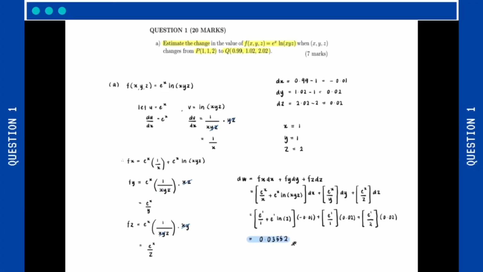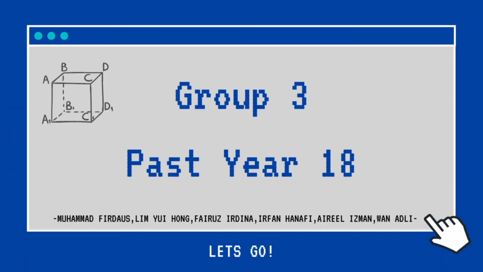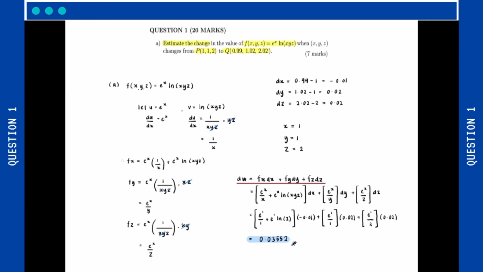Question 1a asks us to estimate the change in the value of function f when the values for x, y, and z change from point P to point Q. First, we know the formula for the estimate of the change is dw equals f_x dx plus f_y dy plus f_z dz. The question already gives the function f in terms of x, y, and z. Therefore, we just need to find f_x, f_y, and f_z.